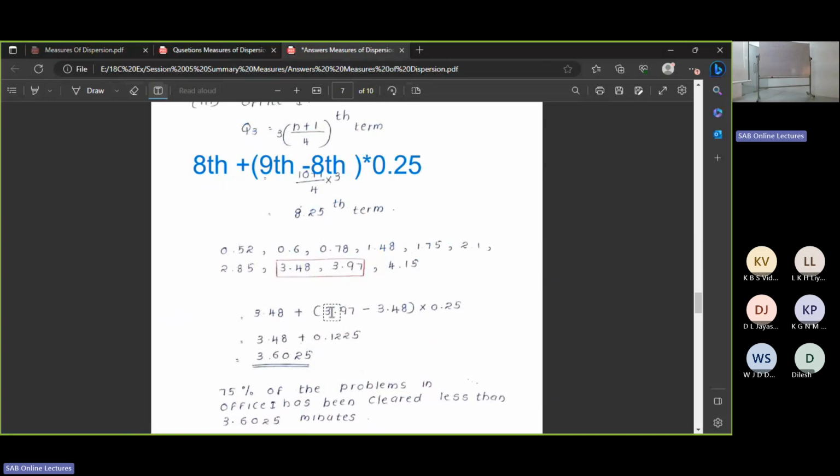3.6025. This is the way. When we write the terms, 1, 2, 3, 4, 5, 6, 7, 8, the 8th item is 3.48. Then plus the difference between the 9th item and the 8th item, it means 3.97 minus 3.48, into 0.25. Then Q3 is 3.6025 in office 1.